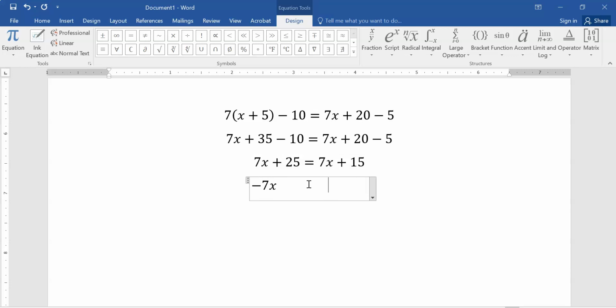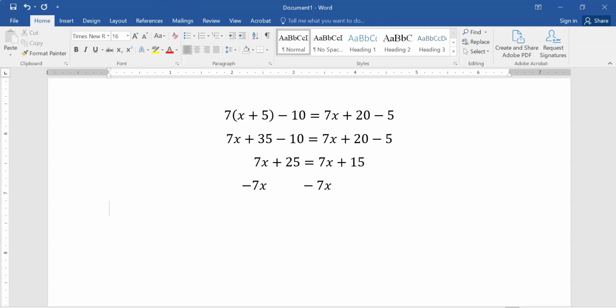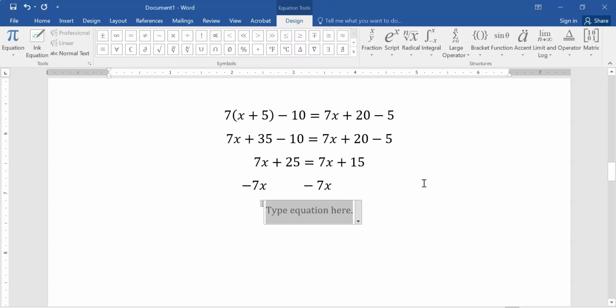So subtract 7x from the left-hand side, subtract 7x from the right-hand side. And here's where the weird thing happens. Yes, on the right-hand side, 7x minus 7x gives me 0x, or just 0. So on the right-hand side, I get just this 15, which is what I wanted.